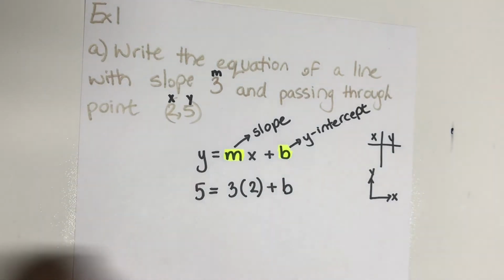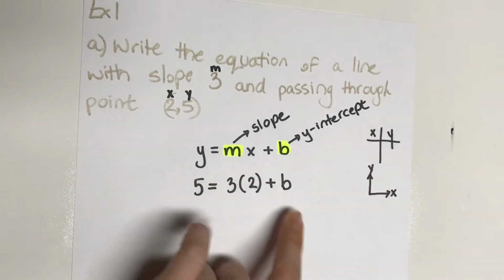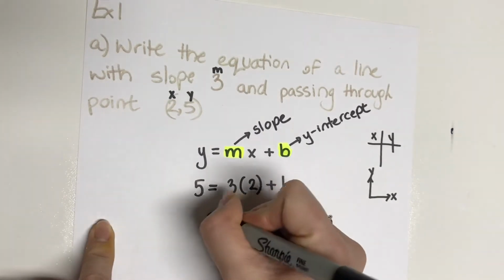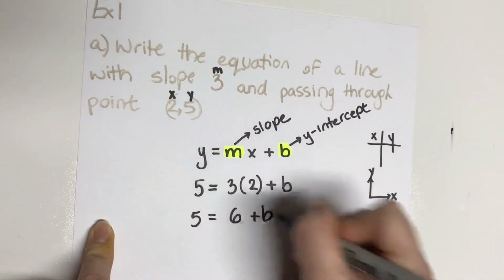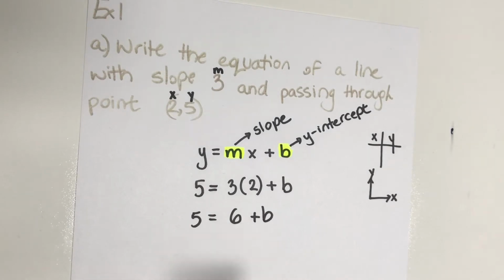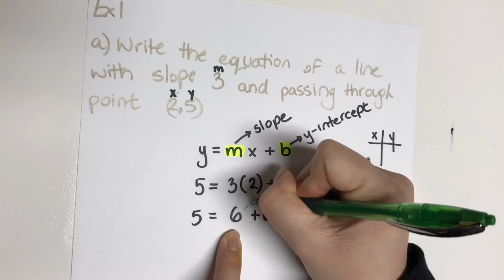Now, like we did a couple weeks ago, I'm going to solve this equation. I'm going to solve and find out what value of b I can substitute to make it balance. So 3 times 2 is 6, so I can write 6 in there. And then to solve for b, I need to get rid of the 6. So I'm going to subtract 6 from both sides, because in this case it's positive. So to get rid of it, I'm going to subtract it.